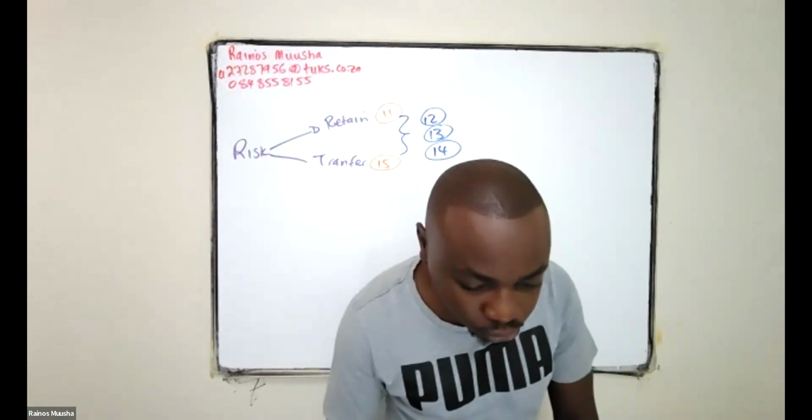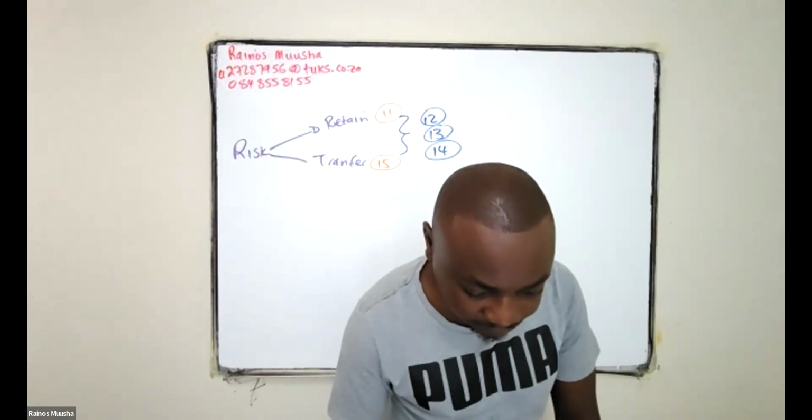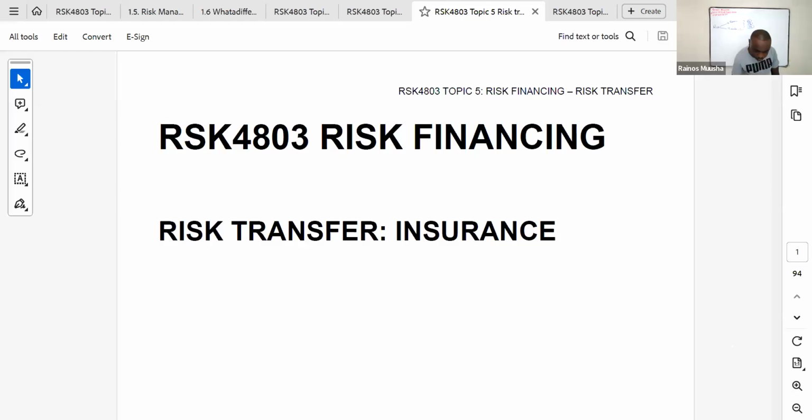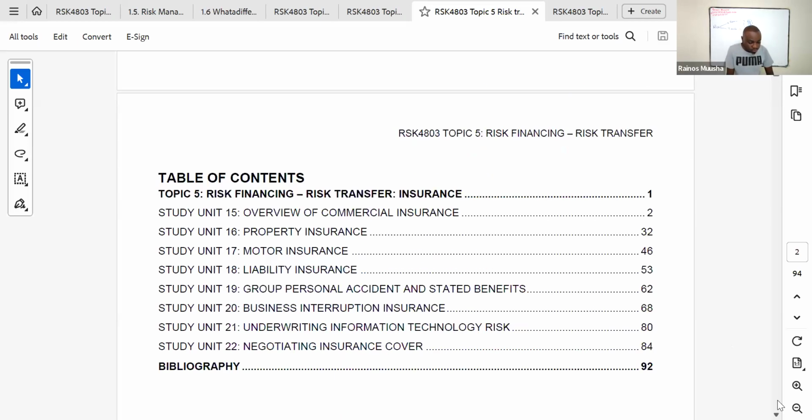Then when it comes to topic 5, that's when we are going to be looking at risk transfer through insurance. So the risk transfer that we're talking about in this case is when you're purely transferring the risk, the risk transfer where you go the insurance route. So that's what we're going to be looking at, study unit 15.